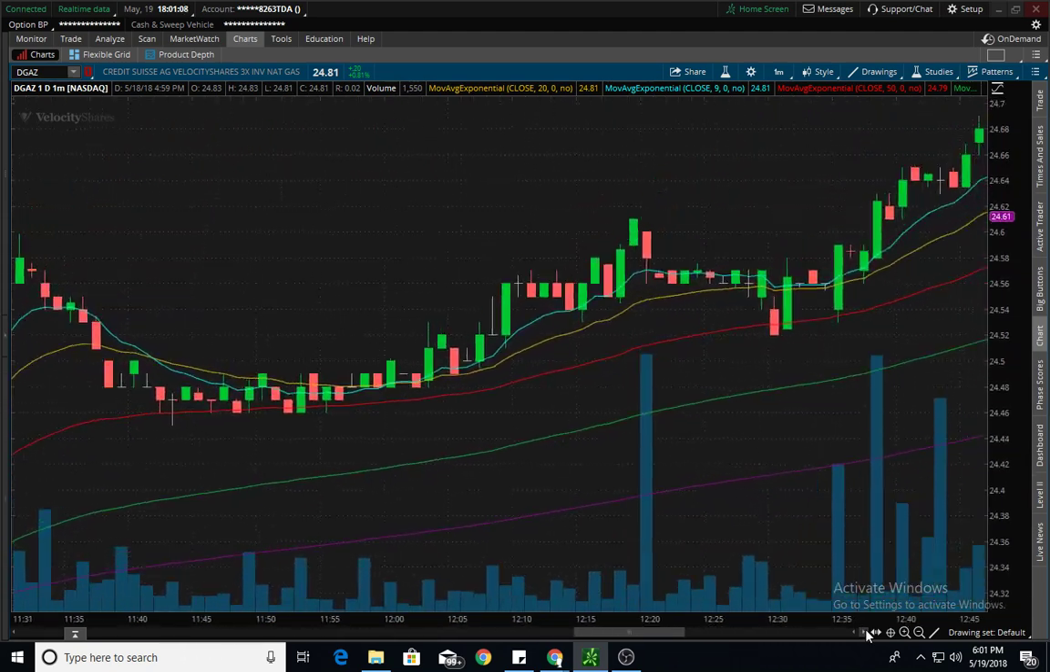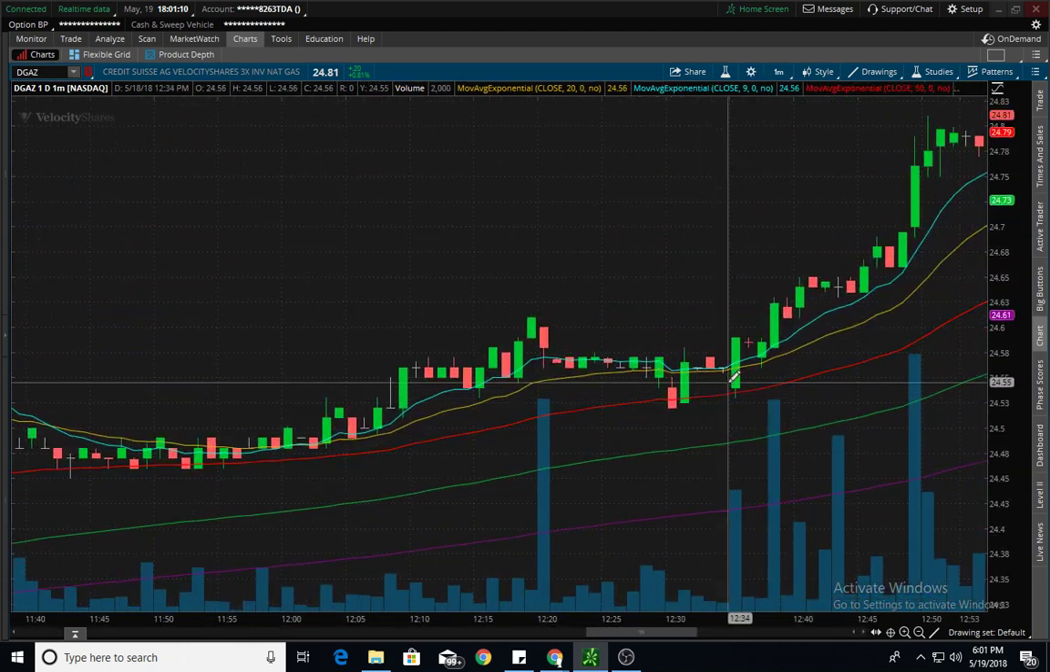Let's just keep on going here. It bounces off 2 more times. 1, 2. So if you look in the history of this action, we can say, okay, the 50-day moving average is very much respected on this action.